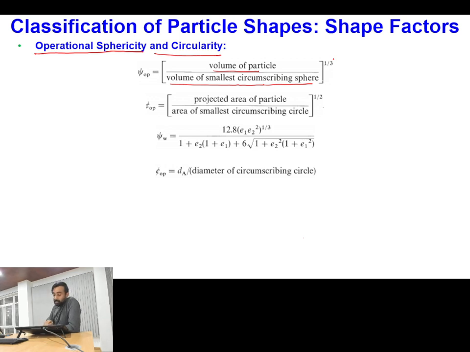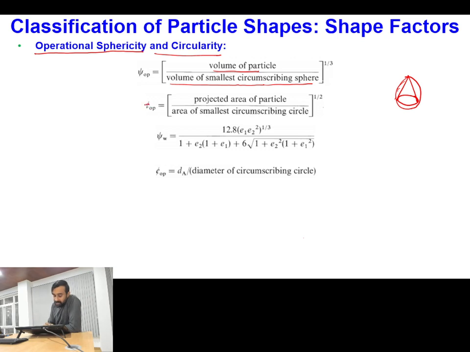So basically, the volume of this smallest sphere will always be greater than your actual particle volume. Okay, is this point clear? If this is your actual particle, what you need to do is fit this particle inside the smallest possible sphere. This is how you can fit it. Once you fit it, you get some extra volume at the sides. Is this one clear?